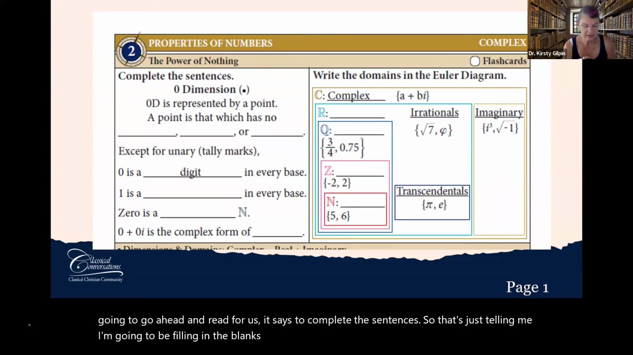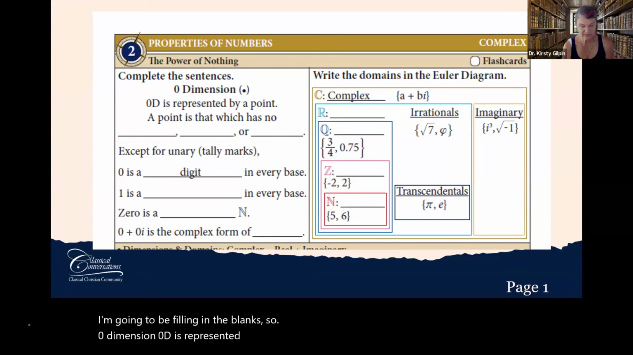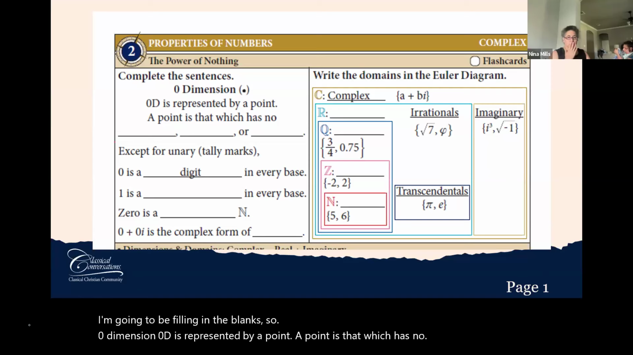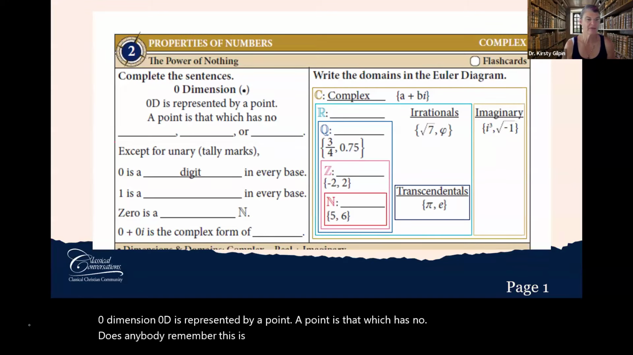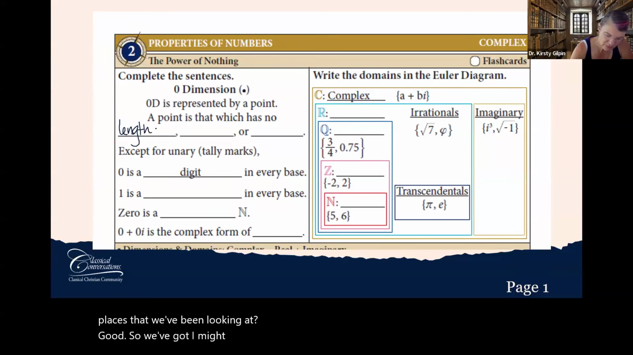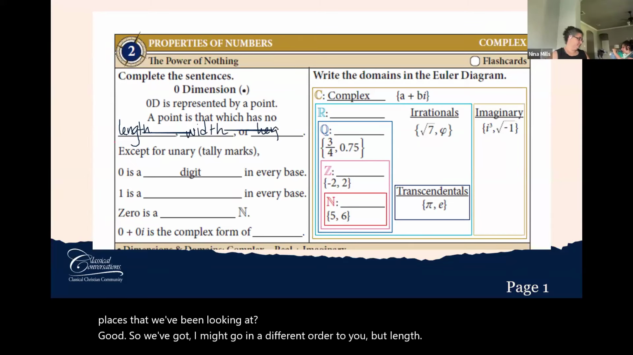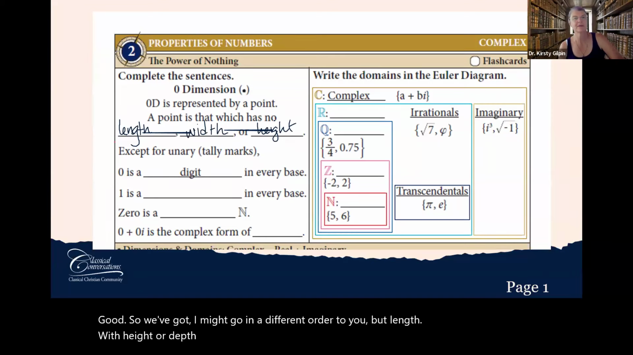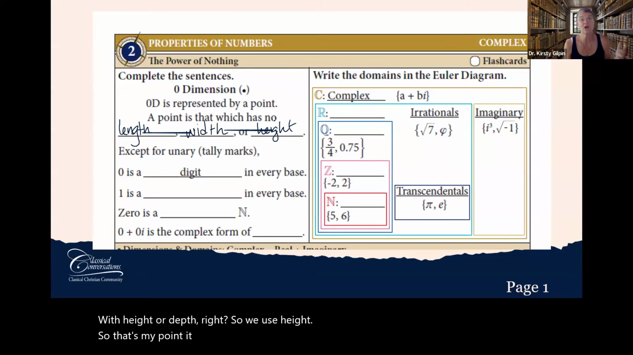So 0 dimension, 0D, is represented by a point. A point is that which has... Is this in anybody's memory from last week or from other places that we've been looking at? Length, width, or depth. I might go in a different order, but length, width, height or depth, right? So we use height. So that's my point. It has essentially no measurement.